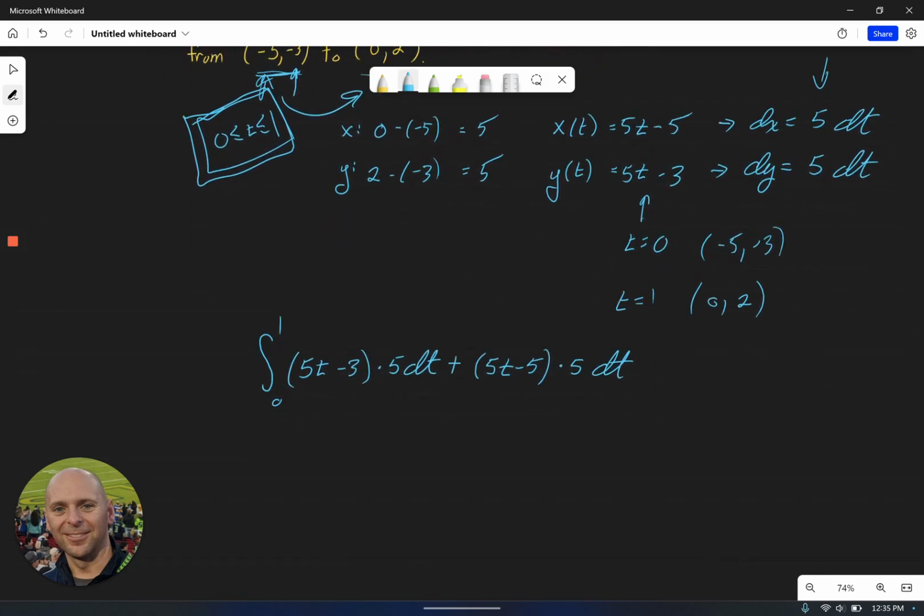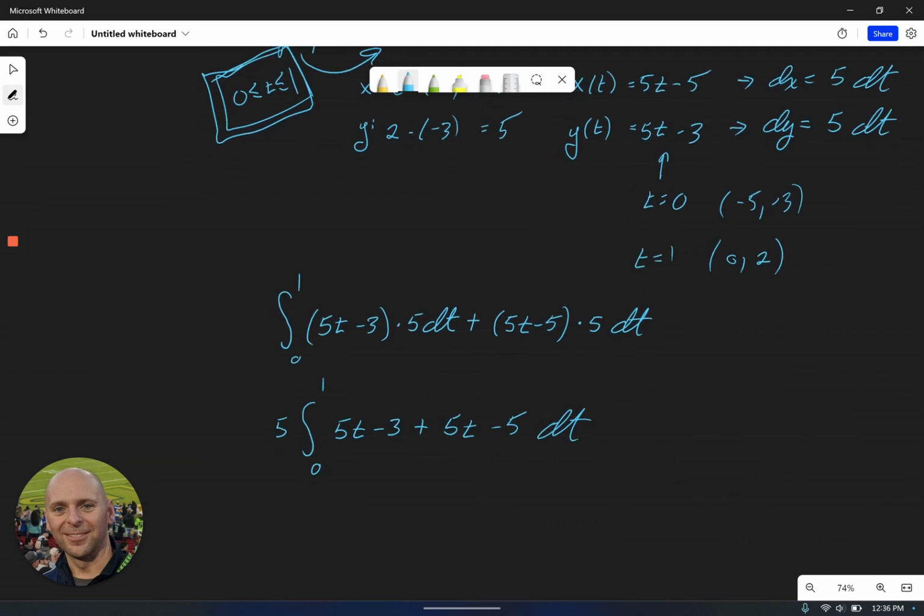So there's the setup. Because we're integrating both of these with respect to t, I don't really need both of them. And in fact, we could even pull this common 5 out in front. Maybe we write this as the integral from 0 to 1 of 5t minus 3 plus 5t minus 5 dt. And then, of course, we can bring all this together. Make this the integral from 0 to 1, 10t minus 8 dt. And as far as integrals go in this class, this is a pretty easy one, so I will let you guys finish that off.